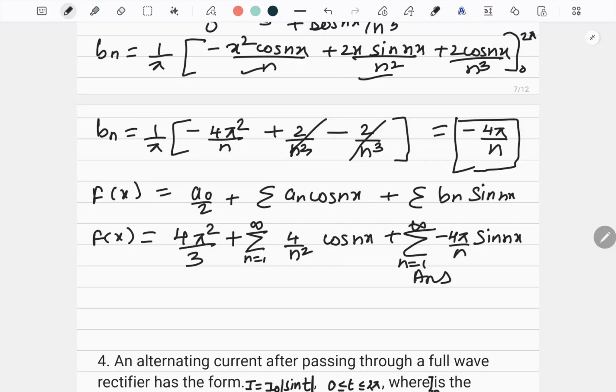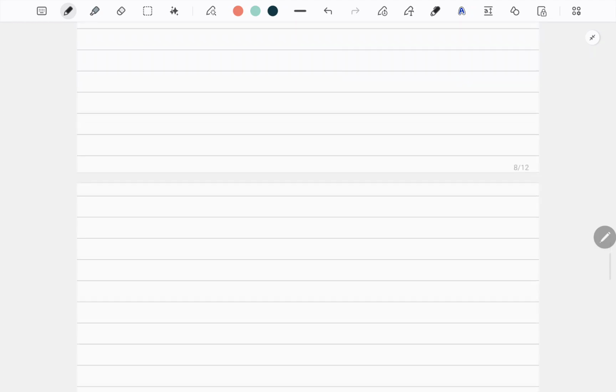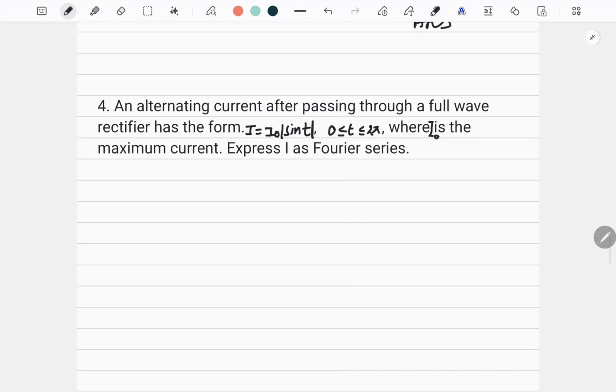So now let's move to the next question. The next question is: an alternating current after passing through a full wave rectifier has the form I is equal to I0 mod of sin t in this range, where I0 is the maximum current. Express I as a Fourier series. So now my function f of x is equal to I0 mod of sin t, correct? And it is from 0 to 2 pi.